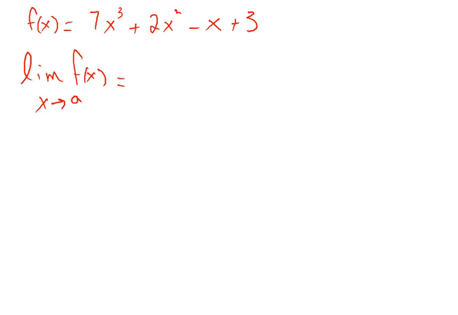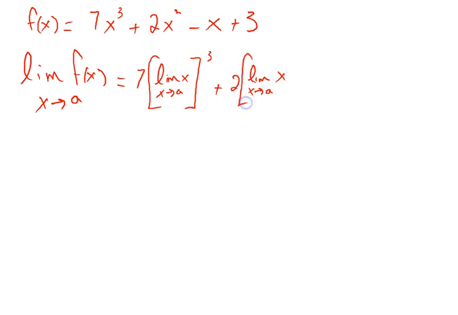Well, according to our previous rules here, since we're adding and subtracting these terms, we can rewrite this. This can be 7 times the limit of x as x approaches a, and then take that and cube it, plus 2 times the limit as x approaches a of x, take that and square it, minus the limit as x approaches a of x, plus the limit as x approaches a of 3. Okay, so we broke that up.